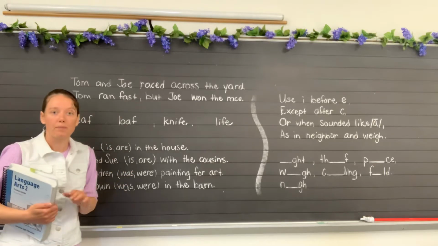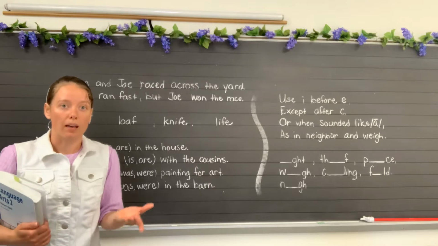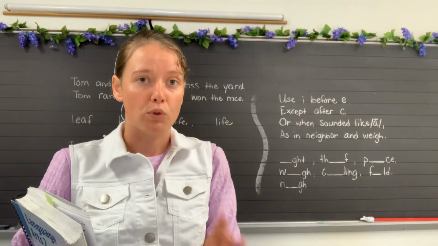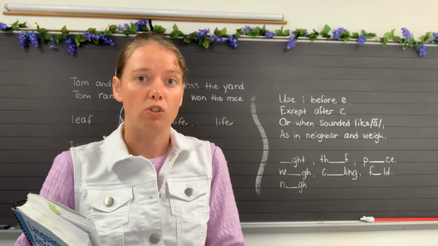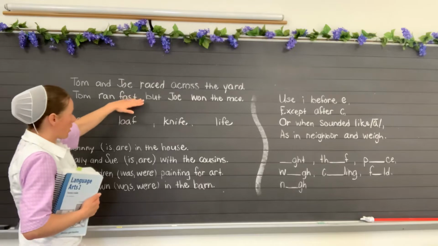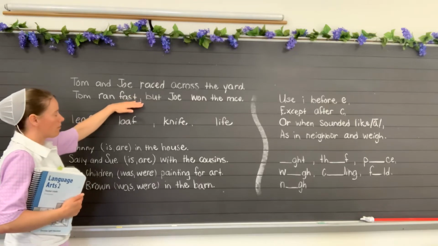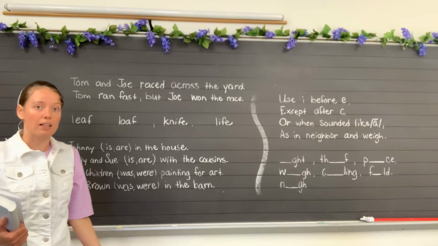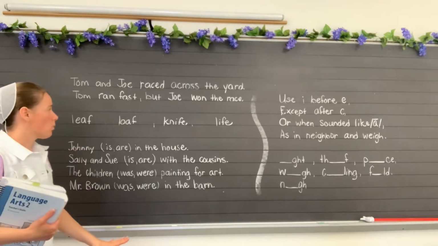won the race. So which one do you think would be a compound sentence in there? Remember, compound sentences have two sentences, complete sentences, joined into one. So we would say that the bottom one, this one here, Tom ran fast, but Joe won the race. That would be our compound sentence because it has two sentences joined into one.